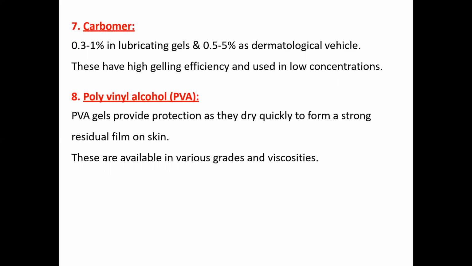Next gelling agent, that is carbomer. This carbomer is used at 0.3 to 1% as a lubricating gel, and at 0.5 to 5% as a dermatological gel or vehicle. These have high gelling efficiency. This carbomer has high gelling efficiency and is used in low concentration.